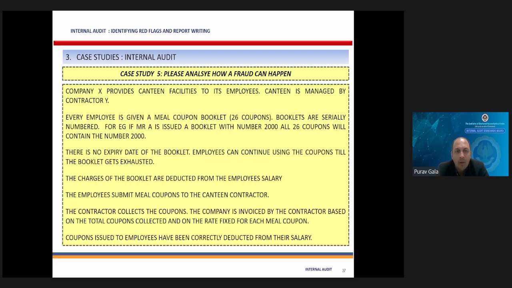Okay. So we have a company X which provides canteen facilities to its employees. The canteen is managed by a contractor Y. So every employee is given a meal coupon.